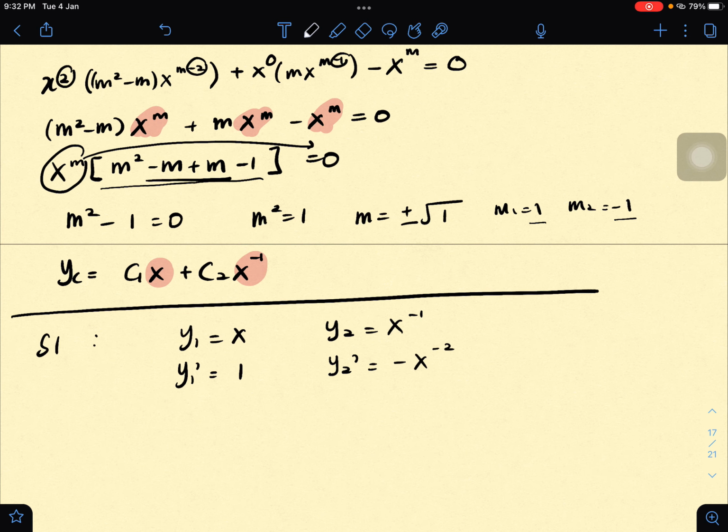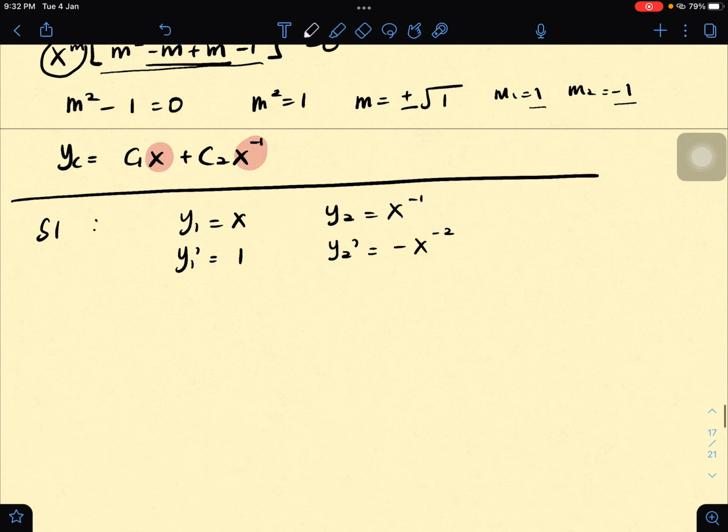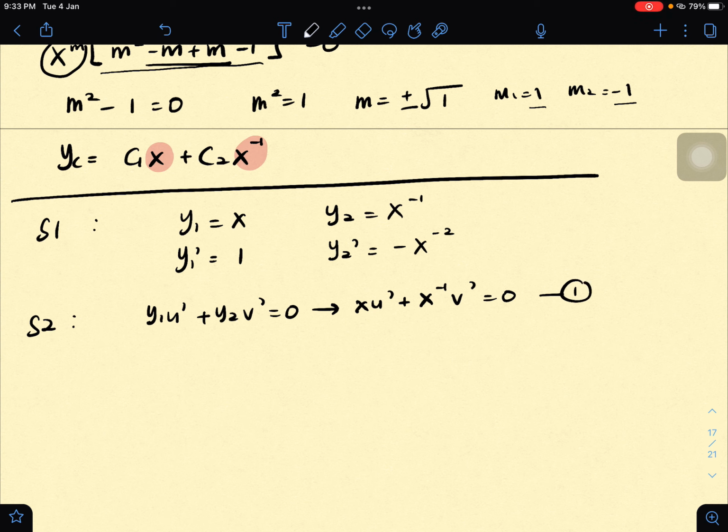Okay, and then step number 2 is to create the equations, where the first equation will be y1 u prime plus y2 v prime equal to 0. So you will have x u prime, because your y1 is x, plus x to the power of negative 1 v prime, because your y2 is x to the power of negative 1, equal to 0. This one is your first equation.